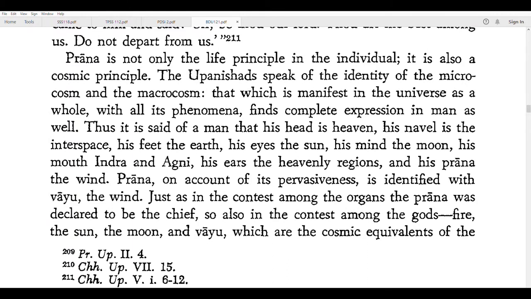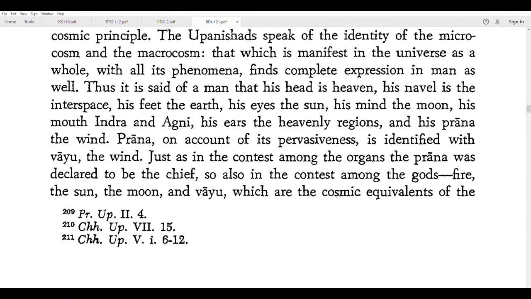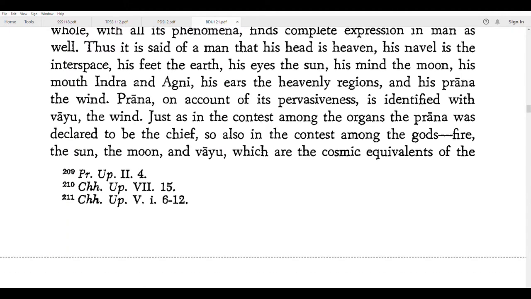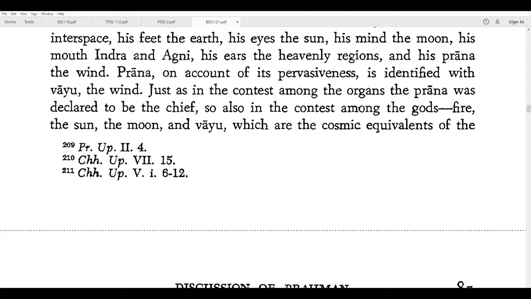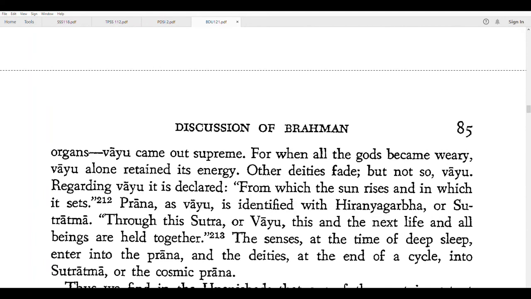Prana, on account of its pervasiveness, is identified with Vayu, the wind. Just as in the contest among the organs the prana was declared to be the chief, so also in the contest among the gods, fire, the sun, the moon, and Vayu, which are the cosmic equivalents of the organs, Vayu came out supreme, for when all the gods became weary, Vayu alone retained its energy. Other deities fade, but not so Vayu.